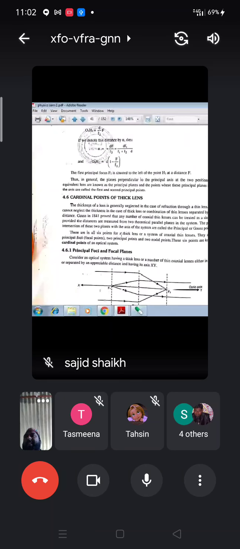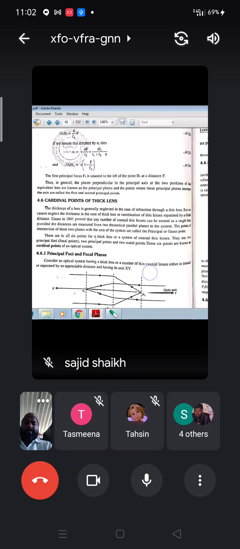Okay. Next point is the cardinal points of the thick lens. The thickness of the lens is generally neglected in the case of refraction through a thin lens, but we cannot neglect the thickness in the case of a thick lens or a combination of thin lenses separated by a finite distance.